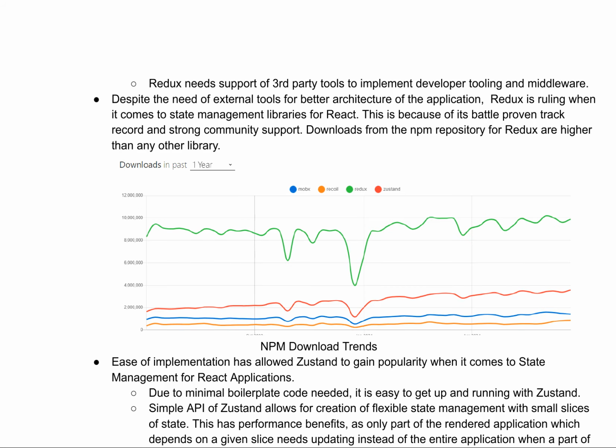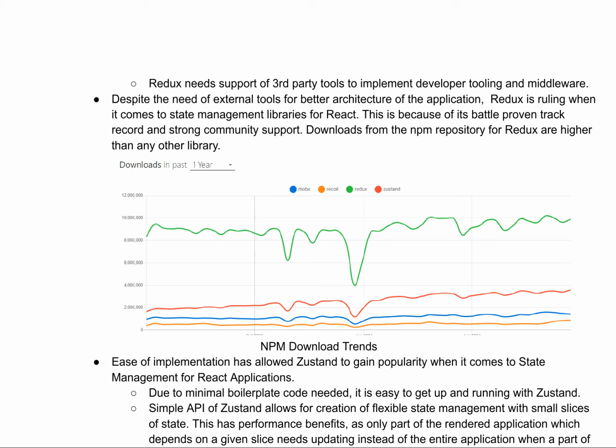In the realm of state management libraries for React applications, several contenders stand out. Redux, despite requiring support from third-party tools for developer tooling and middleware, remains a popular choice due to its battle-tested track record and strong community support. It leads in NPM downloads among other libraries. Zustand has gained popularity with its minimal boilerplate code and simple API, making it easy to implement and providing performance benefits by updating only parts of the application that depend on a specific slice of state. It integrates well with React hooks, aligning with the recommended approach of functional component development.